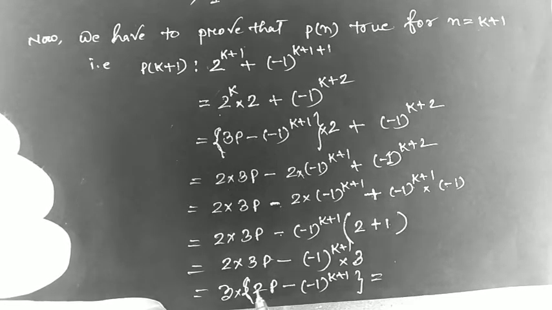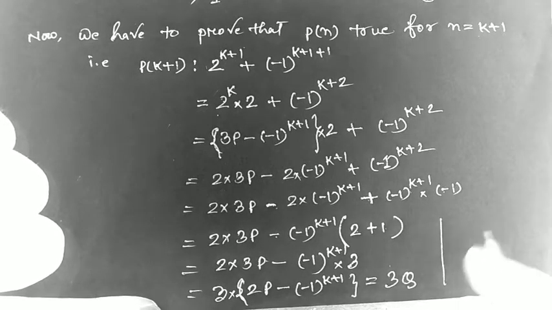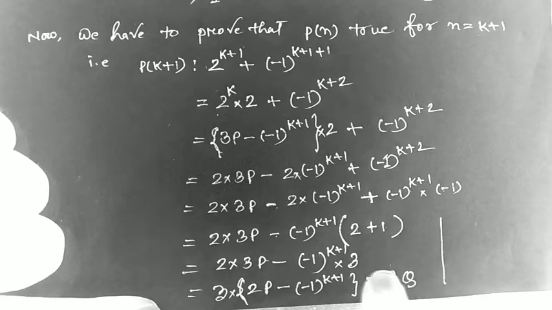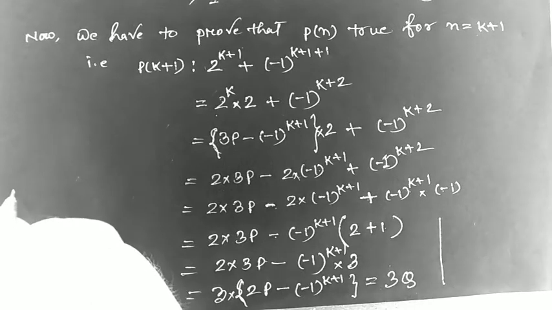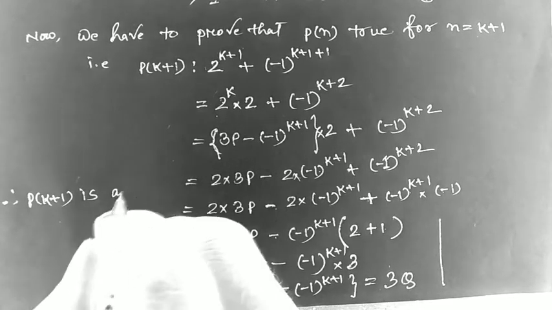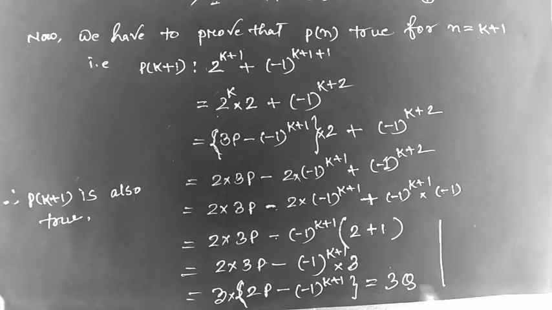So here if we write this thing as, suppose q, this thing is taken as 3q. You will write here, where q is these things, so that's it, which is divisible by 3. So you will write, therefore Pn is true for k plus 1, or you can write here, therefore Pk plus 1 is also true. That's it. And here you will write where q is taken as these things.